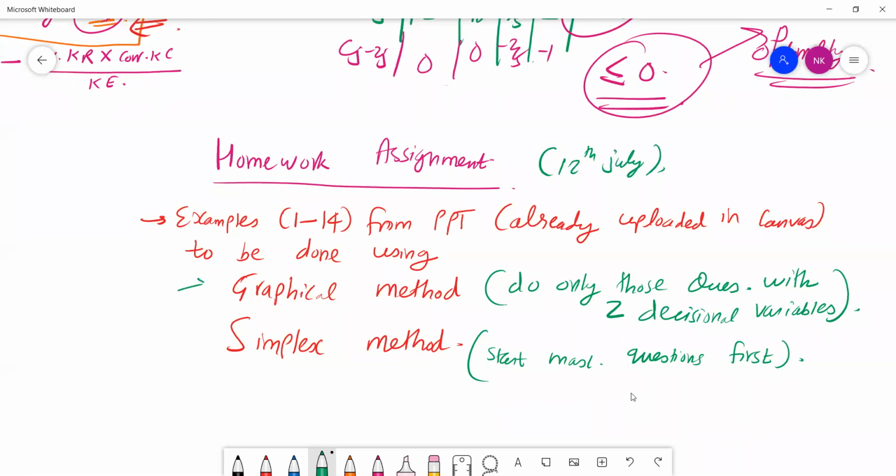I guess that for these graphical methods, there would be only 4 to 5 questions which are dealing with the two decisional variables. I exactly don't know how many there are, but you just filter out these two decisional variable questions. And in the simplex questions, there would be some 8 to 9 questions. So it shouldn't take more than 1 week of time. If you just seriously focus on the questions for 1 hour each day, then you can easily finish these things.